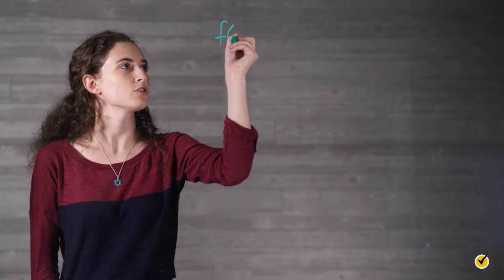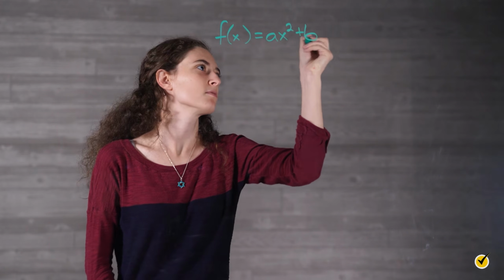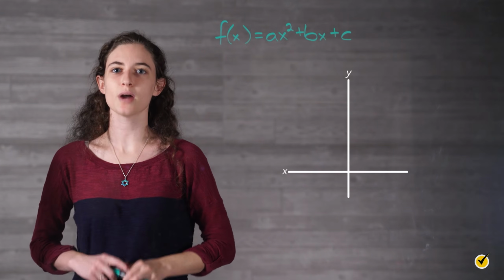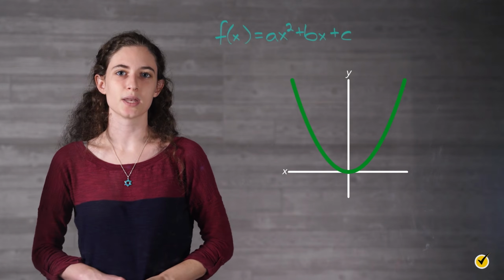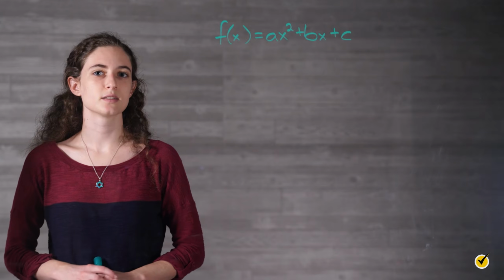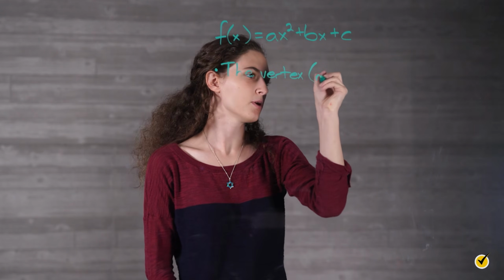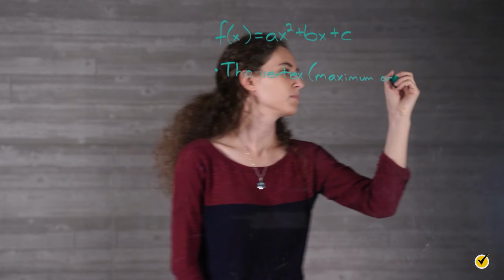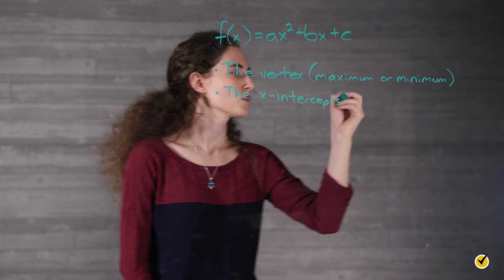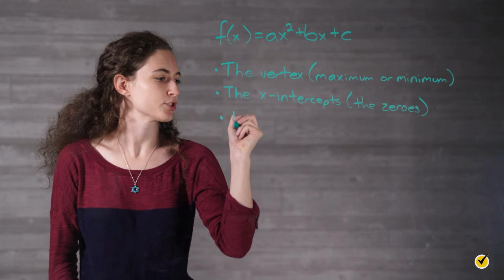F of x, or sometimes y, equals ax squared plus bx plus c. And their graphs form a characteristic shape called a parabola, which looks something like this one. The different characteristics of quadratic functions that are most commonly analyzed are the vertex, which is the maximum or minimum value, the x-intercepts, which are also known as the zeros, and the axis of symmetry.